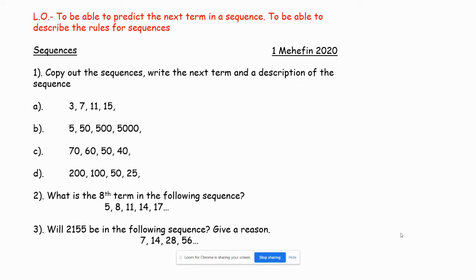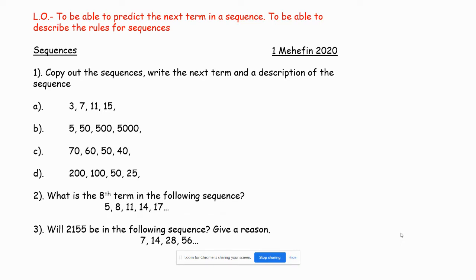Hi, today's lesson is going to be on sequences, and the learning objective is to be able to predict the next term in a sequence and to be able to describe the rules for sequences. So a sequence is just a list of numbers that follow a pattern.